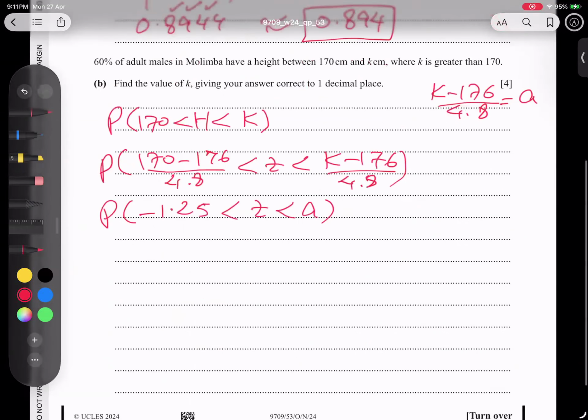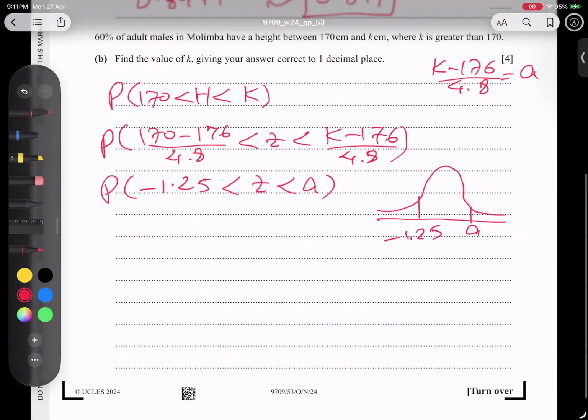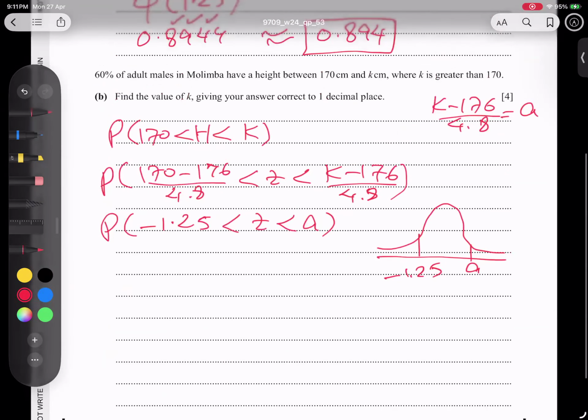Now, students, what to do? We have two options. First of all, one value is negative and one value is positive. But we cannot say 100%. And wait a minute, please. Yes, he has given a 60% probability. So 60% probability means 0.6000.